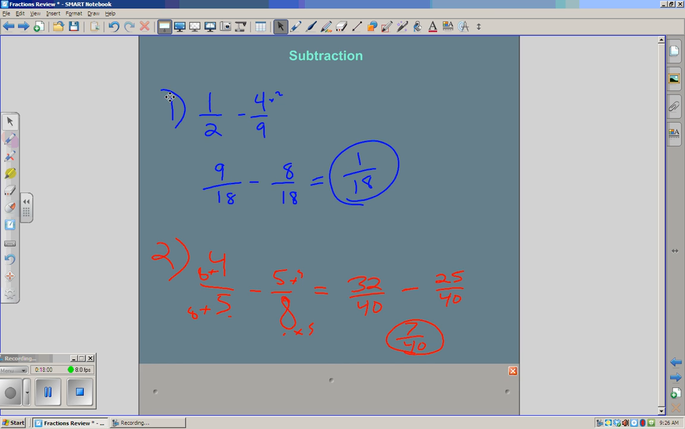If you feel like you need additional help with the subtraction, remember the same concepts as addition, please go to page 203 and do numbers 9 through 14.